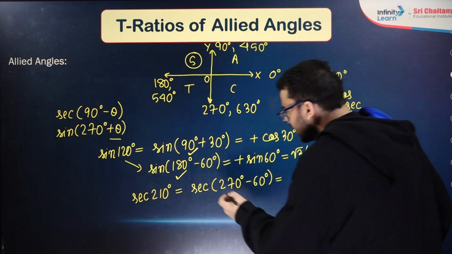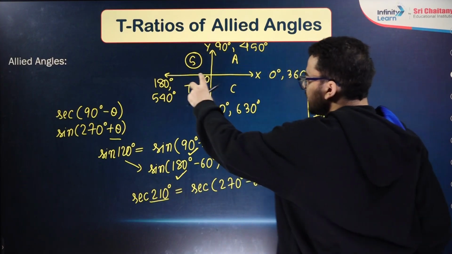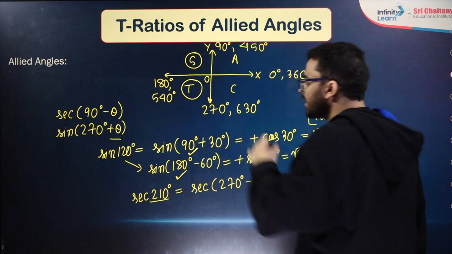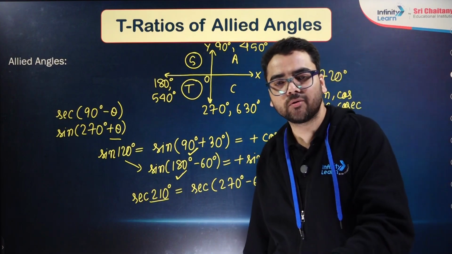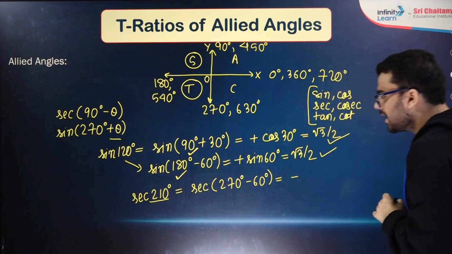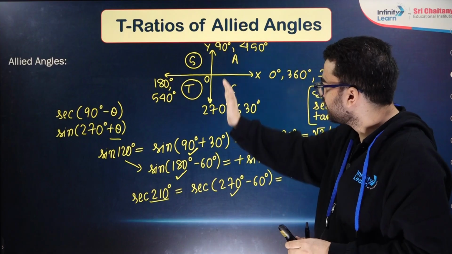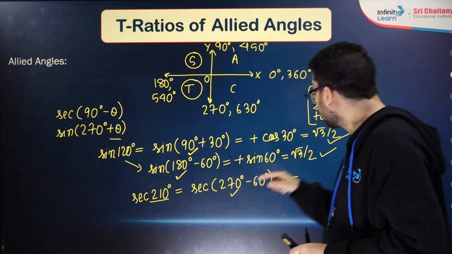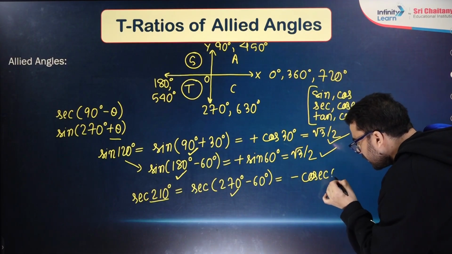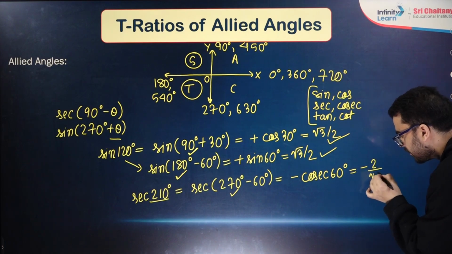Now you see over here, the angle is 210. It means 180 plus 30. So the angle is in the third quadrant, between 180 and 270. In the third quadrant, only T for tan and its reciprocal cot will be positive and all other trigonometric ratios will be negative. So sec will come out negative. The answer will be negative. And when the reference is the vertical axis, sec will change to what? Its co-function, cosec. So that will be cosec 60. Sine 60 is root 3 by 2. Cosec 60 will be what? 2 by root 3. So this is the answer.